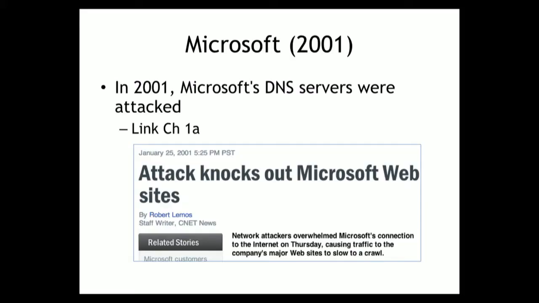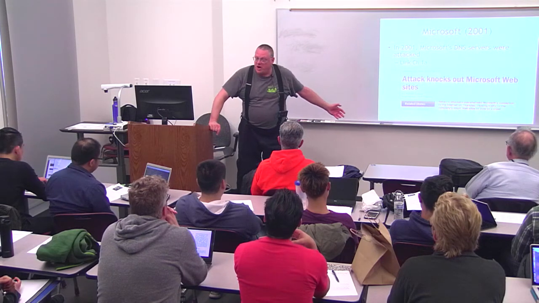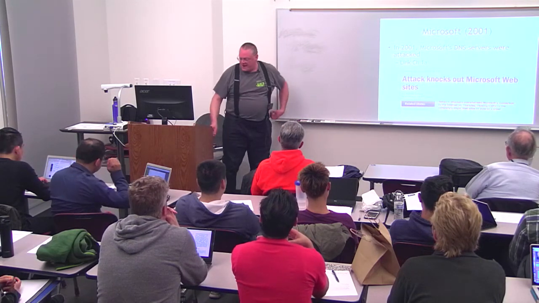In 2001, Microsoft was knocked off the web by an attack on their DNS servers. If you take down Microsoft's DNS server, then people that try to go to a page like www.microsoft.com will ask the Microsoft server, what's the IP address? And they won't get an answer, so Microsoft will effectively be offline. Even if the server's running, none of the traffic can find it.